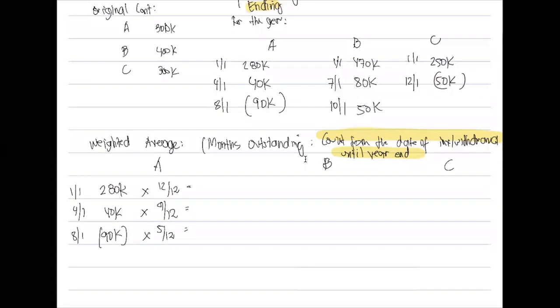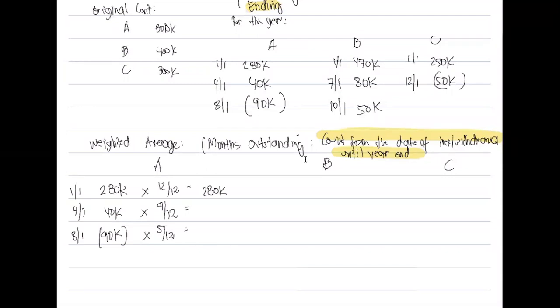So 280,000 times 12 over 12 is, of course, 280. 40,000 times 9 over 12 will give us 30,000. So next, negative 90,000 times 5 over 12 will give us 37,500. So what is the weighted average? 280,000 plus 30,000 minus 37,500 will give us 272,500.